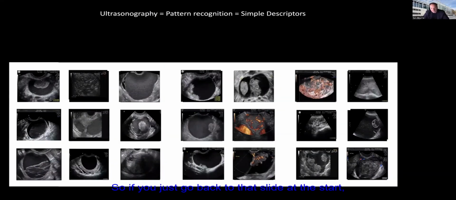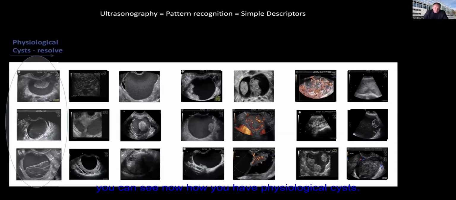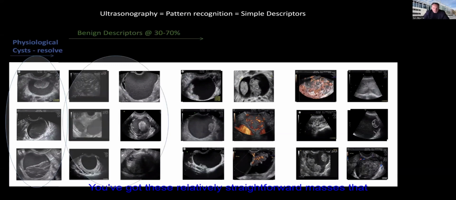So if you just go back to that slide at the start, you can see now how you have physiological cysts. These will generally resolve and will not need intervention, even if they're quite large. It's not necessary to operate and they will disappear. You've got these relatively straightforward masses, the majority of which you can sort out, obviously not this one here, with benign descriptors, and it will vary the number of patients you'll be able to apply the descriptors to depending on the nature of the population.